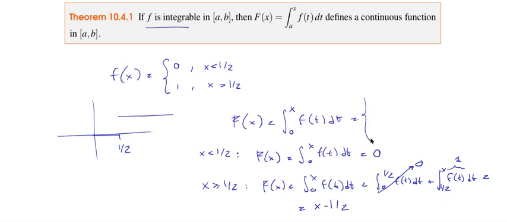So this function is 0 if x is smaller than 1/2, and then we have x minus 1/2 if x is greater or equal than 1/2, right? So at 1/2 this value is 0, right? So this function is like this, and then it starts increasing. So it's a continuous function, even though the function that it's integrating is not continuous.